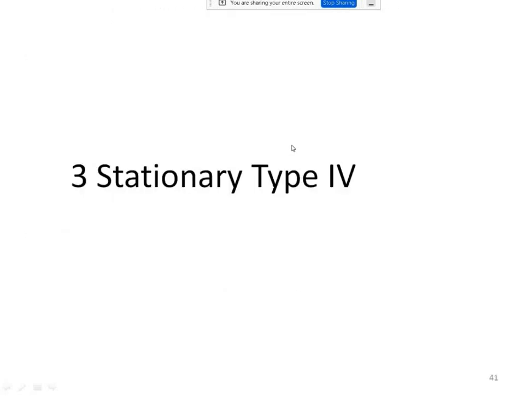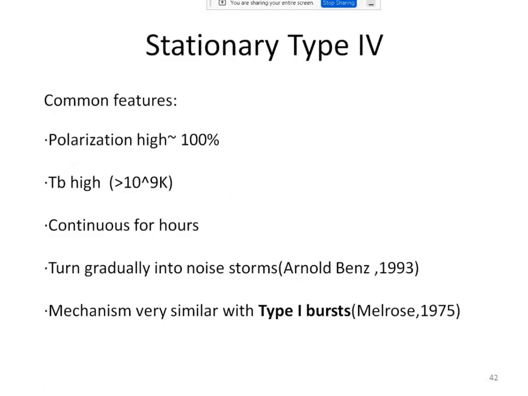So next, I'm going to talk about the stationary type 4 radio burst, which I studied. First, let's have a look at the common features of stationary type 4 radio burst. The polarization is usually very high, almost 100%. And the TB, the brightness temperature, is also very high, usually more than 10 to the 9th Kelvin. It's usually continuous for hours, unlike the moving type 4, which I talked about before, which was shorter, like 30 minutes. And it usually gradually turns into noise storms.